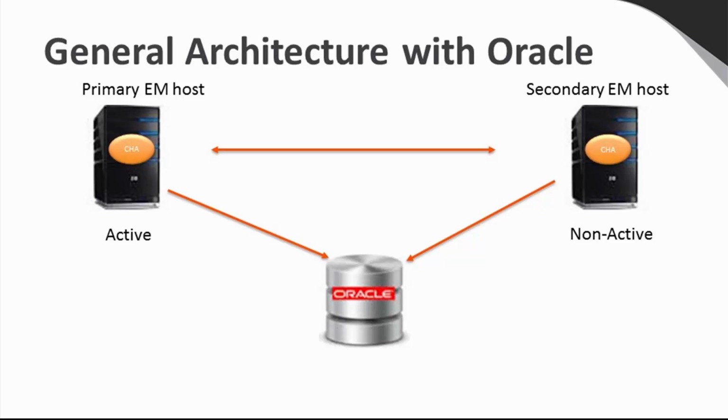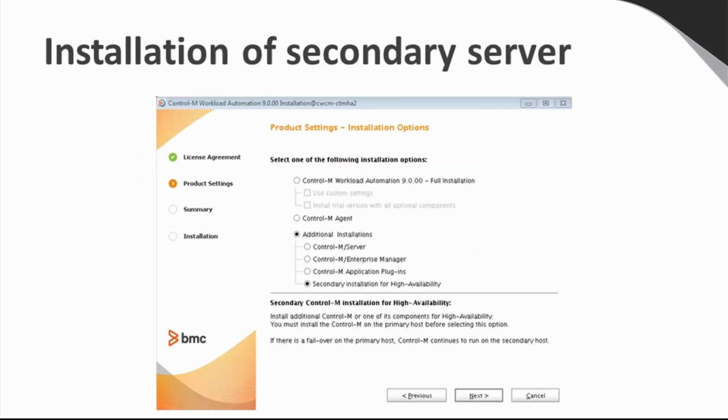So the primary install is a standard install. The secondary install would be required to be done as a high availability specific install, and that would be found under the additional options under our normal install. Let's see what that looks like. So here's one of the panels from the install, and I'd like to note that the additional installations is selected, and under that, the secondary installation for high availability.